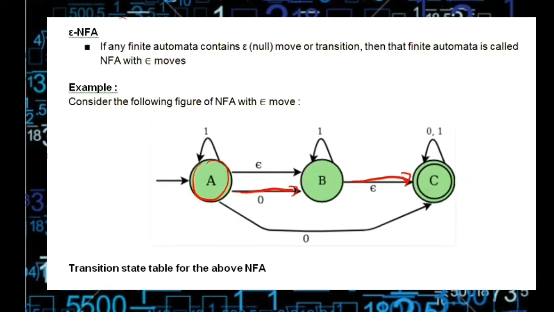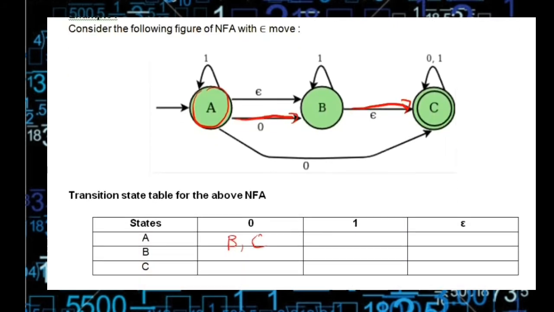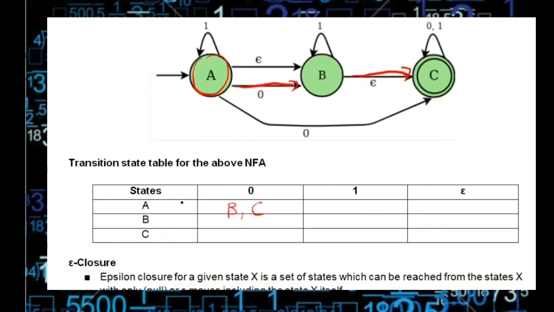How about A, if you input 1? A, if you input 1, where will you go? It loops, to itself. So still A. A, if you input epsilon, where will you go? You will go to B.